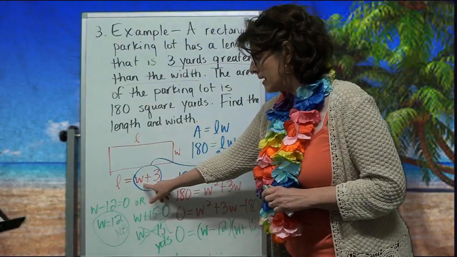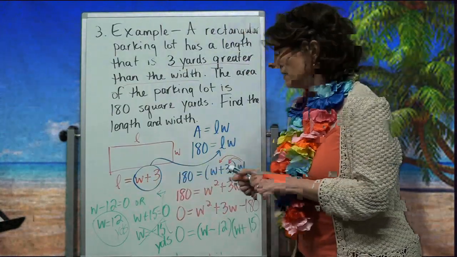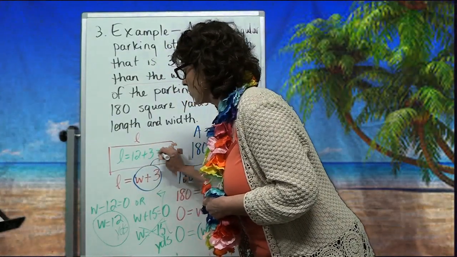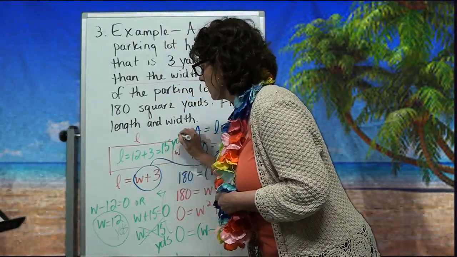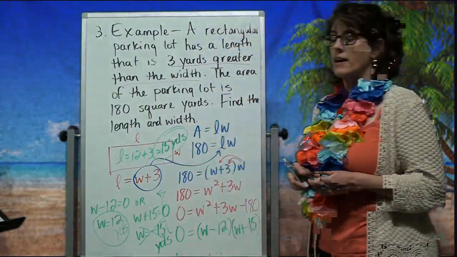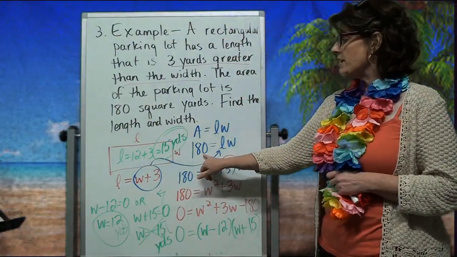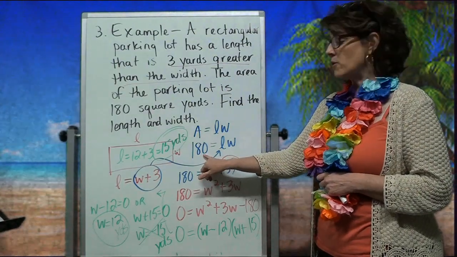One option is to go right back here and say, okay, well if I take a 12 and add a 3, that will give me that length, which will give me 15 yards for my length. The other option is to say, well, let's take that 12 and divide 180 by 12, and that'll give me 15.